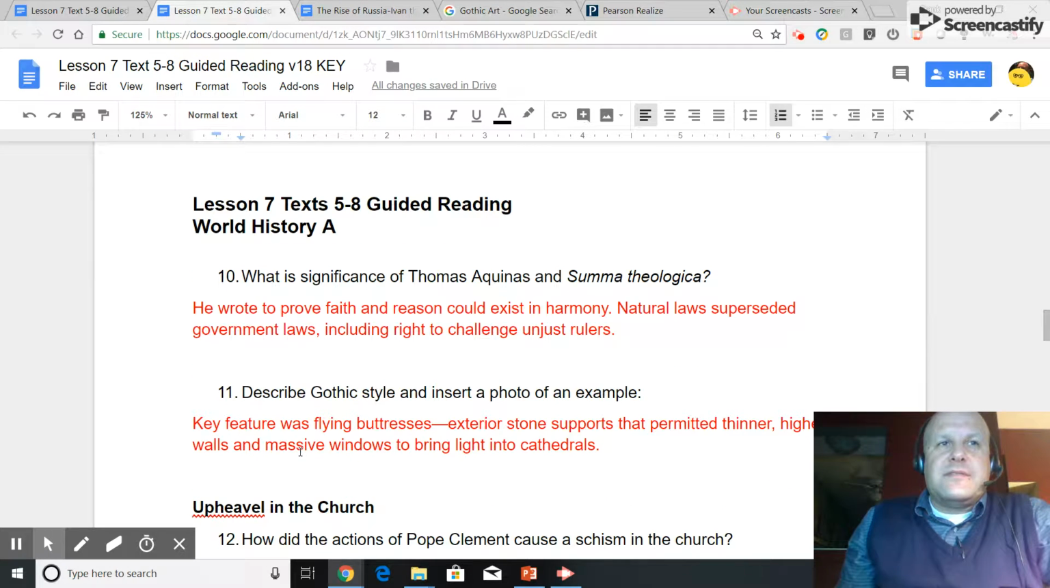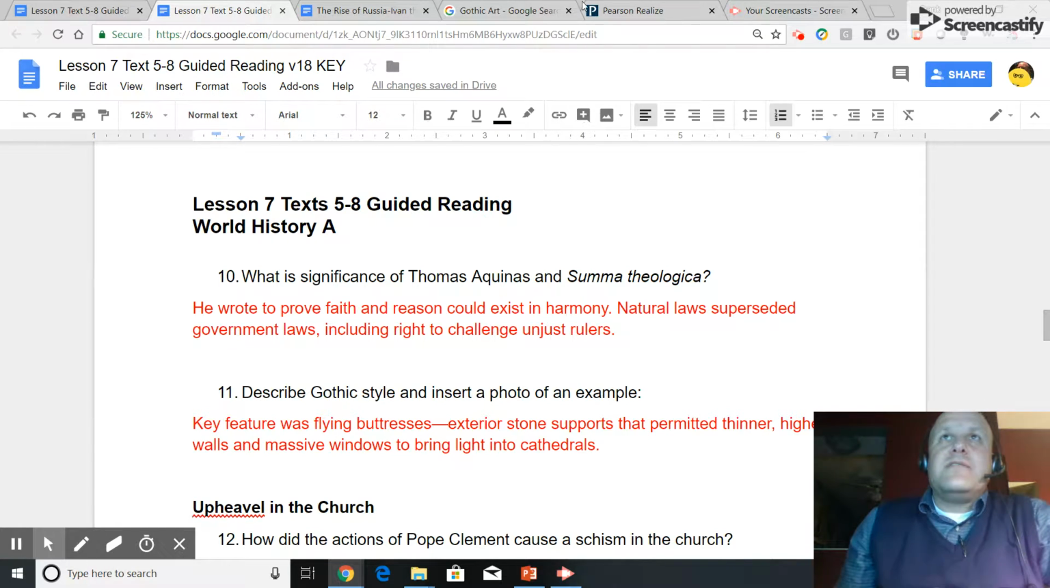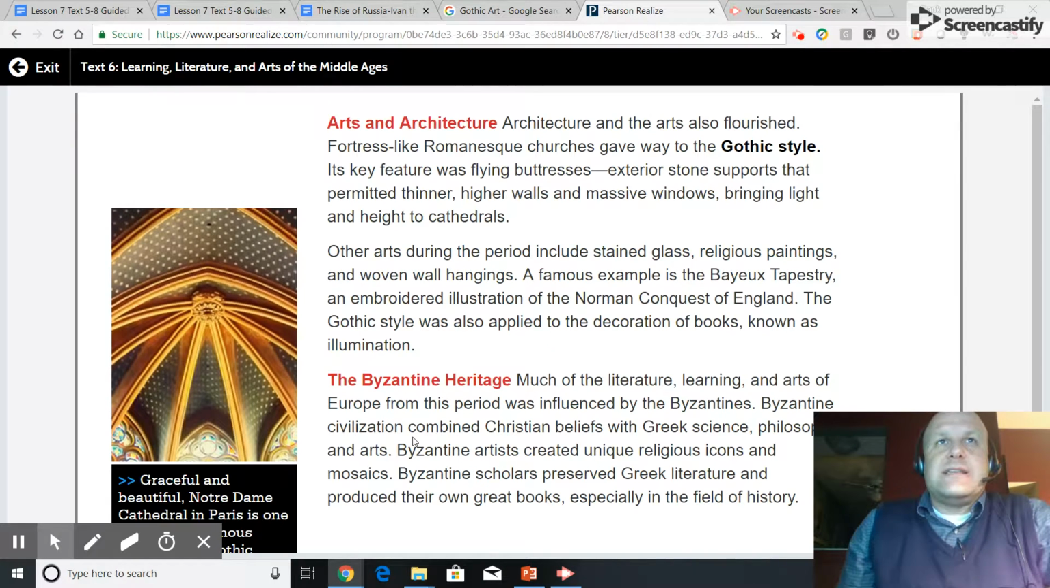Another thing that would happen during this time is the idea of Gothic style, and you're asked to insert a photo of an example. If you go to text 6 in the Pearson Realized book, lesson 7, text 6, you have an example of the Notre Dame church in Paris.